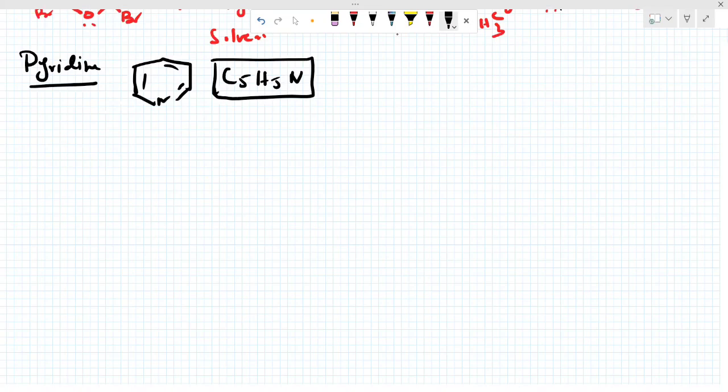Okay, now electrophilic substitution order. Please know, a very important order. Okay, which has the higher rate? Pyrrole first.